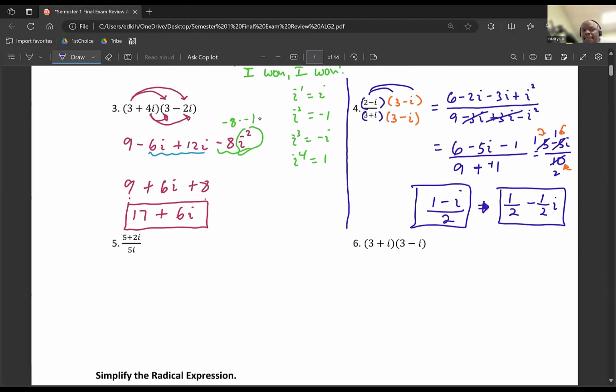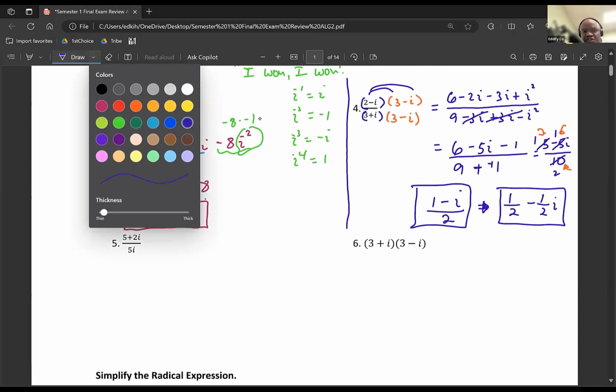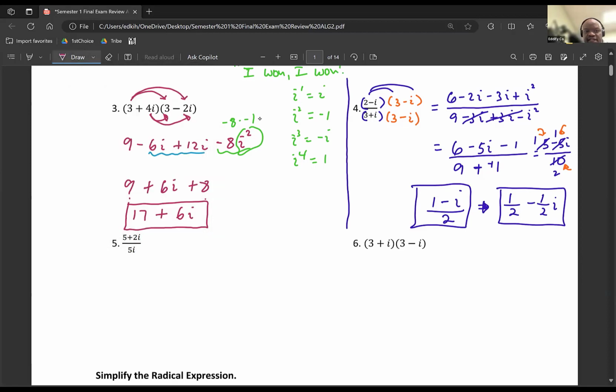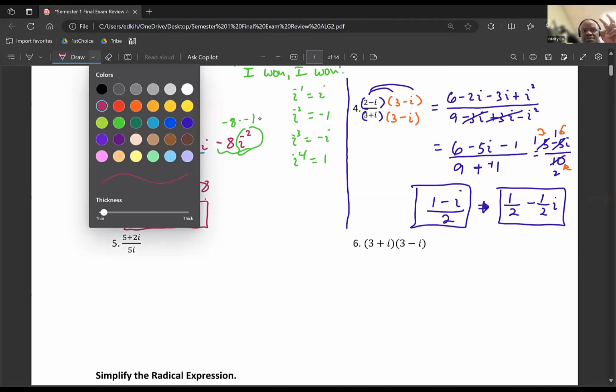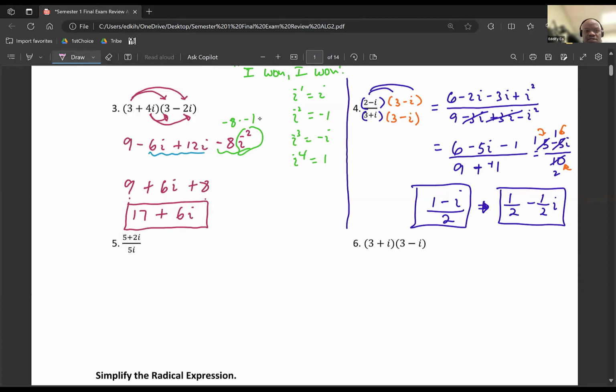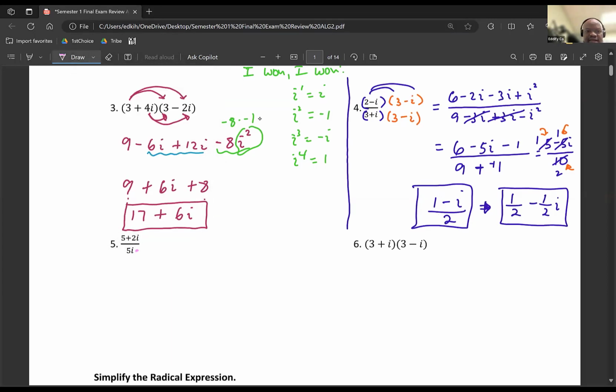All righty, moving on to the fifth question. Okay, so again, you are not allowed to ever have i on the denominator. So how do you fix this? This is a monomial, by the way. See how we have one term compared to the previous problem where we have a binomial with two terms? When you have a monomial, you're going to multiply just by i.